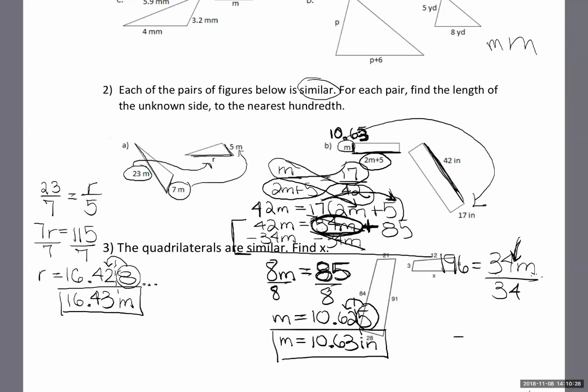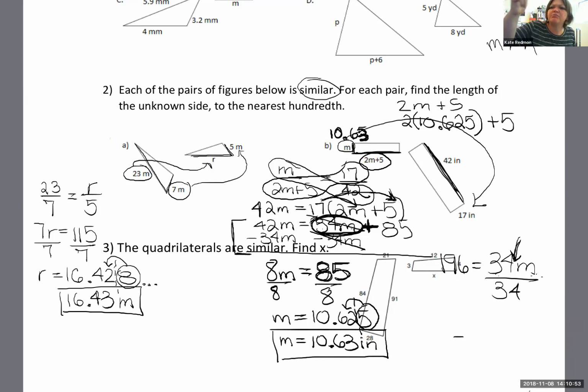What does 2m plus 5 mean? It means take m, multiply it by 2, and then add 5. We can do that. What we're going to do here is put in 10.625, the original number, in my equation just to make sure that my math is as accurate as possible. I just plugged in my m right there so I can figure out what the other side is equal to. Why are we doing 10.625 when we're supposed to be doing 10.63?